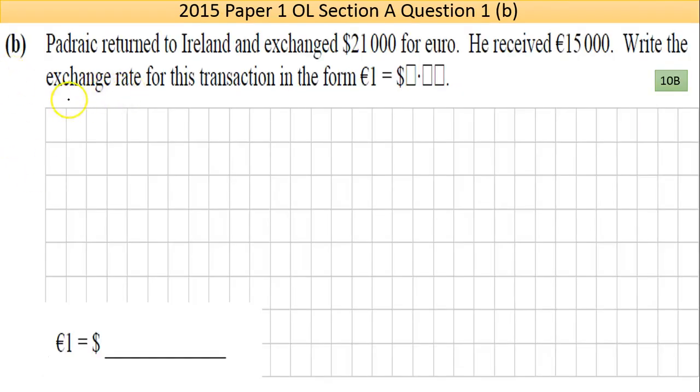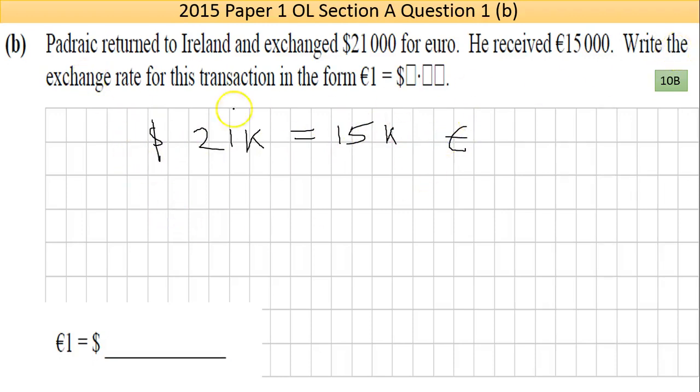Now again, I say pause part B and come back to me when you're finished. So this is a bit more complicated. Porrig returned to Ireland and exchanged $21,000 for euro. Now he received €15,000. So that's your statement of equality right there. To get started, the first thing I would do is go, well, 21K equals 15K. Now it's dollars, and that's euro.